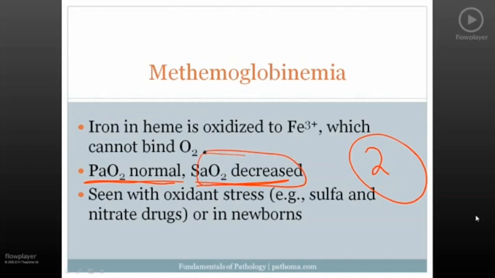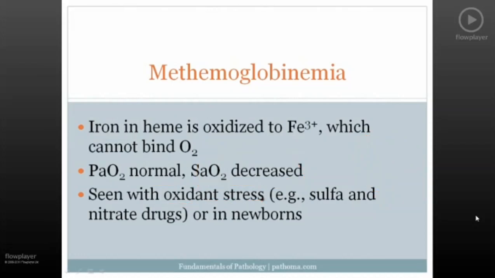Now, the next point to be aware of is in what clinical context would we actually see methemoglobinemia? And classically, it's seen with oxidant stresses. Oxidant stresses would have the ability to oxidize the iron. So what are some oxidant stresses? Well, sulfa drugs are oxidant stresses. Nitrate drugs are oxidant stresses. Those are the classic ones, and those are the way by which they tie in a little bit of pharmacology on examinations. Another group of patients that can develop methemoglobinemia are newborns.